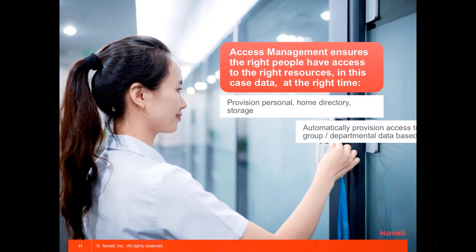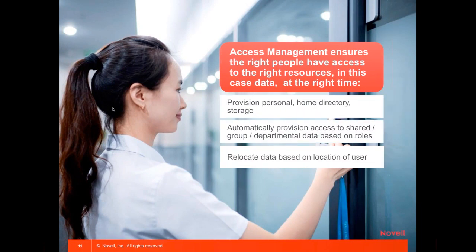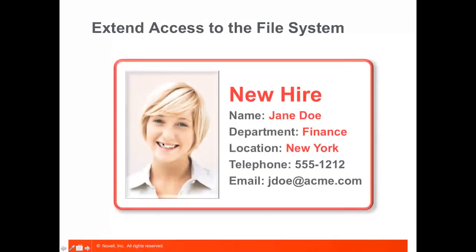So access management is going to make sure that the right people have access to the right resources and not more resources than they require. It'll create the personal home directories, it'll create the department access, and it could automatically provision access to shared groups or departmental data based on roles. And by the way, you can choose to revoke that if they have a role change, or augment it and just add additional rights to them. And of course, relocate the data based on where it's stored.